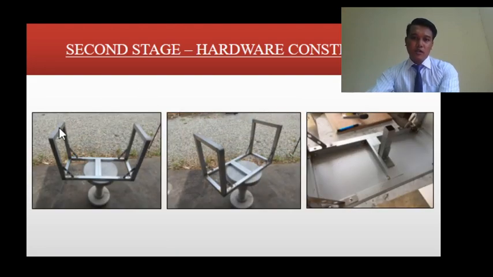This is the construction of the framework. I put an L joint here, a bracket L, to support the framework and prevent it from bending. And then this center here.